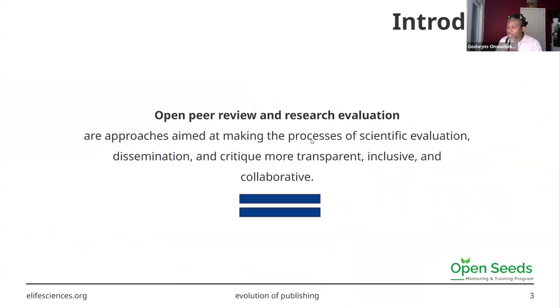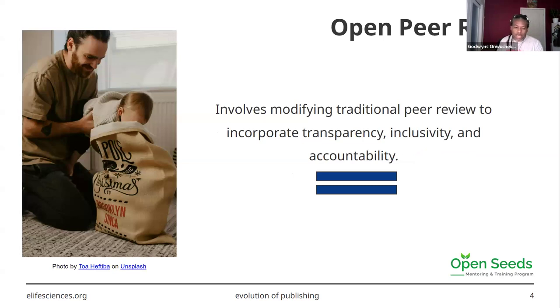This is just a very short summary definition of what we're talking about. So open peer review and research evaluations, they're approaches that help with dissemination and critiquing research outputs in a more transparent way. That's the short and simple. And this slide is also shared. I suppose Tajuddeen will probably send it out to everyone later.